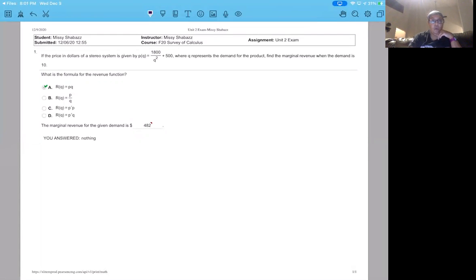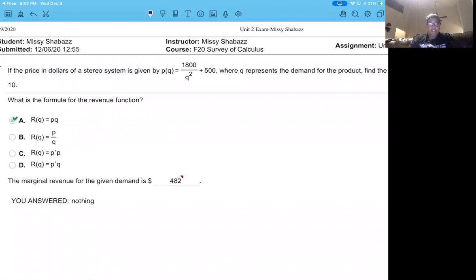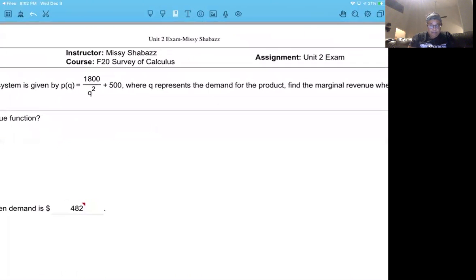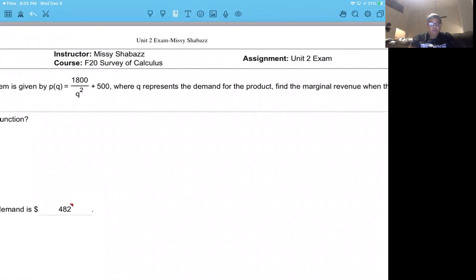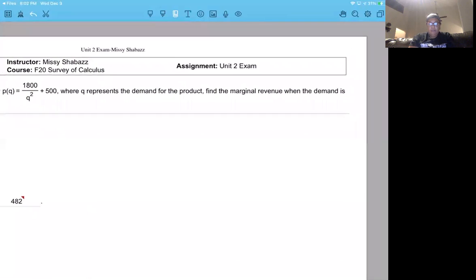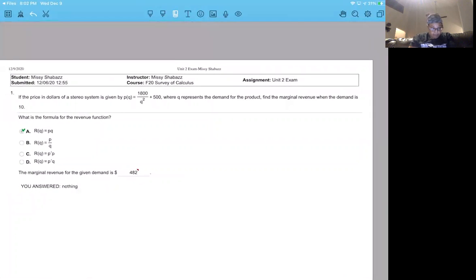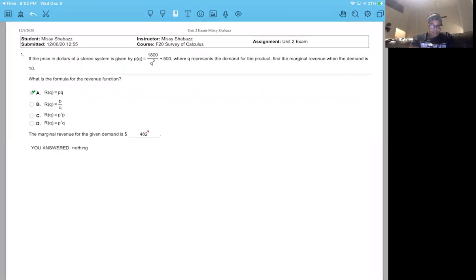All right, so this is going to be some questions from the Unit 2 exam. So we're going to start with this one. If the price in dollars of a stereo system is given by P of Q equals 1800 over Q squared plus 500, where Q represents the demand for the product, find the marginal revenue when the demand is 10. All right. So the first question is, what is the formula for the revenue function?